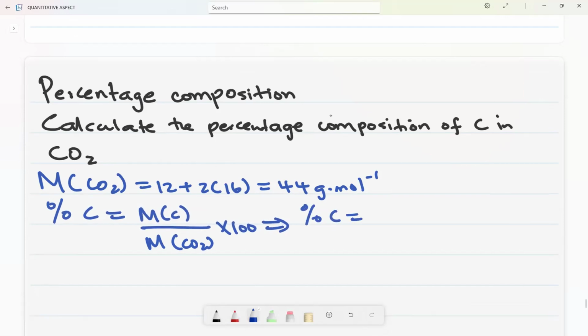So percentage carbon is equal to the molar mass of carbon, which we know is 12, divided by the molar mass of the total, which is 44. Then I multiply that by 100. Then I get that the percentage contribution of carbon is 12 divided by 44, which gives something like 27.27 percent.